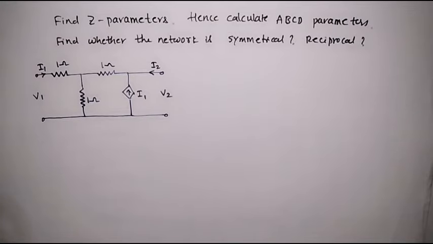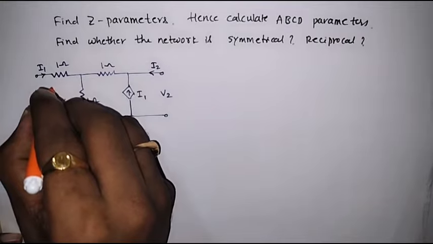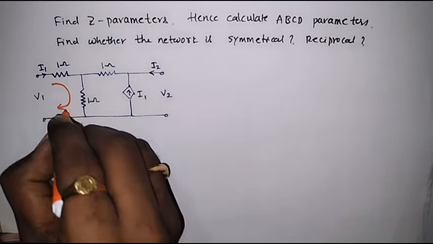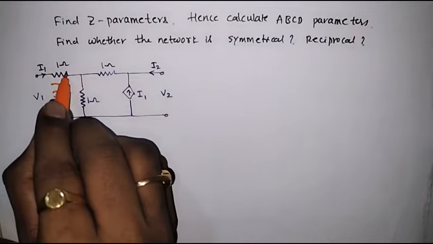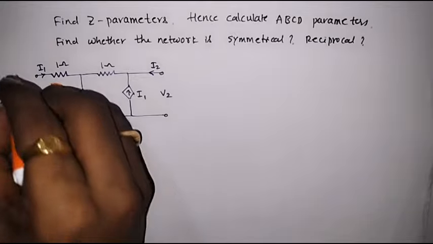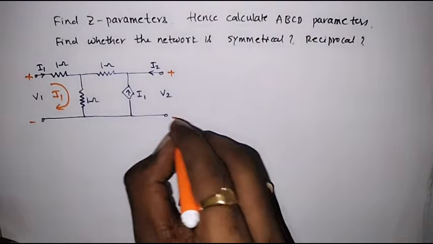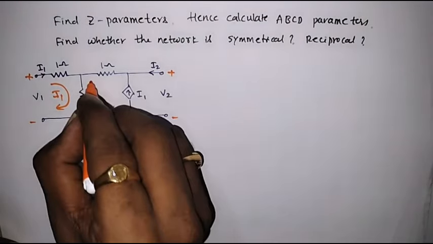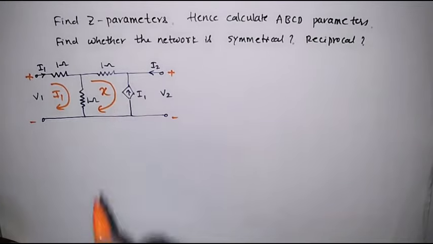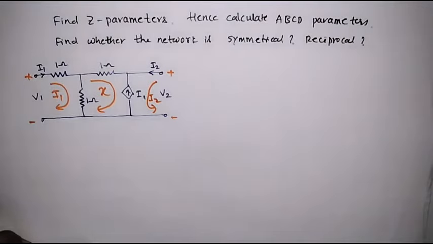The simplest way is calculating the Z parameters using loop analysis. Look at this circuit. Here we have one loop. Assume that the current through this loop is I1. As we know, the current I1 is flowing, so in this loop current I1 will flow. This terminal is plus, this terminal is minus, and we'll assume that in this loop some current X is flowing, and in this loop current I2 is flowing.